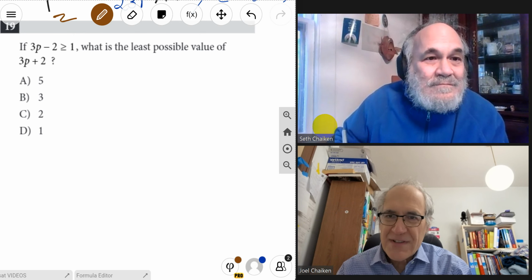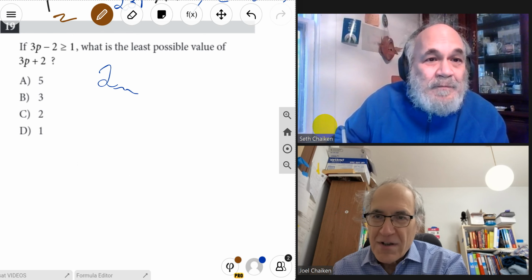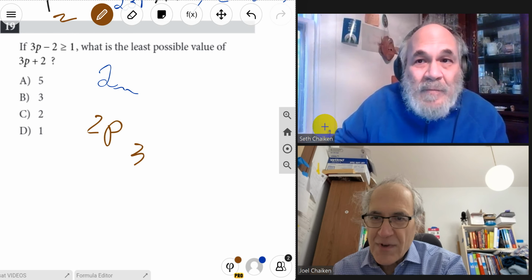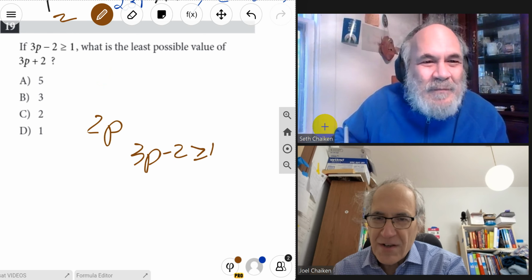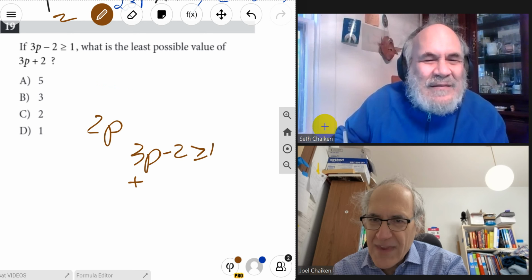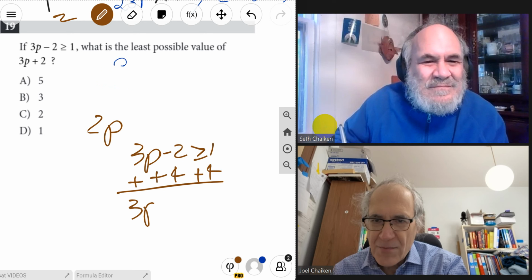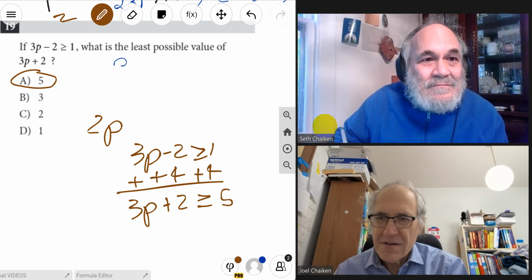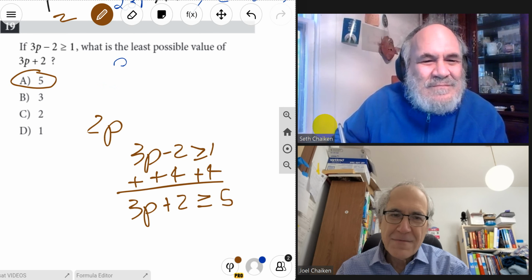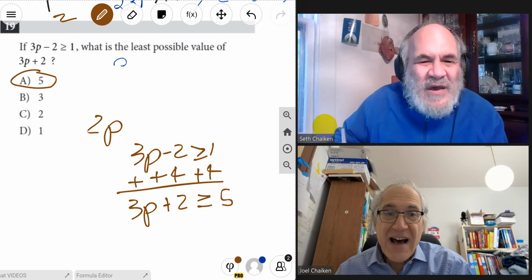We have this thing. What's the least possible value of that? They love this question, and it's interesting, right? You want to go 2p, 3p minus 2 is greater than or equal to 1. Add 4 to this side, add 4 to this side. 3p plus 2 is greater than or equal to 5. Done.